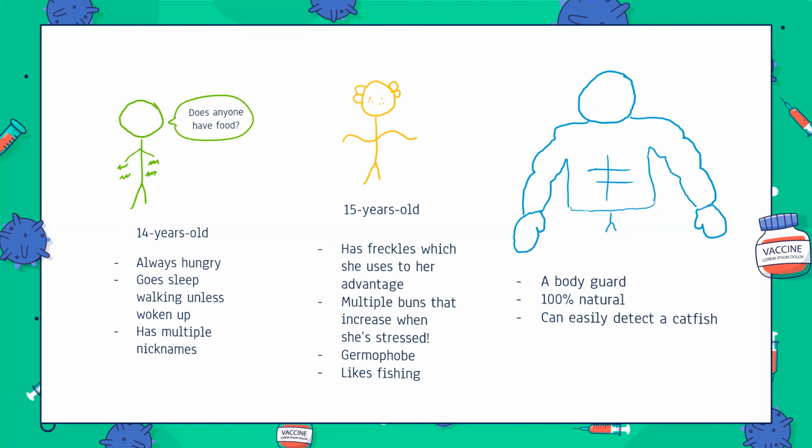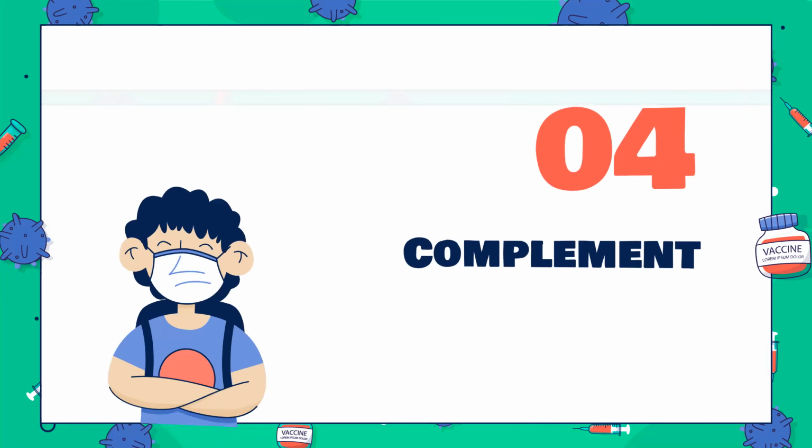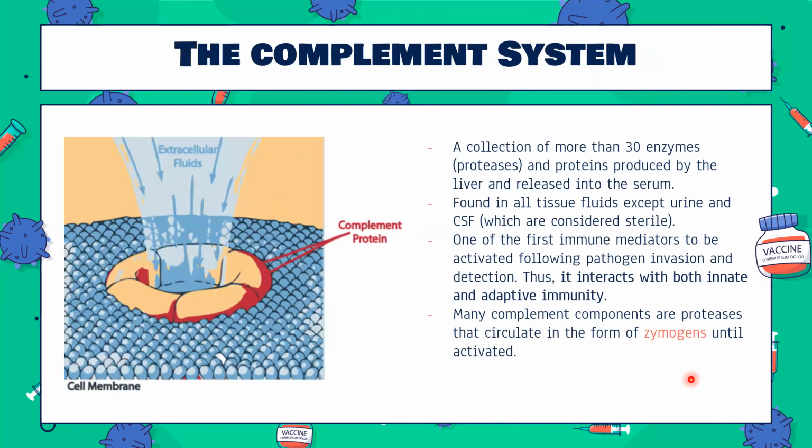Okay, without further ado, let's get started on our first lecture of the day, which is the complement system, or the complement cascade, or the complement pathway, or whatever you'd like to call it. So the complement system is basically a collection of more than 30 enzymes and proteins produced by the liver and it's released into the serum, much like almost every protein that we have in the body.